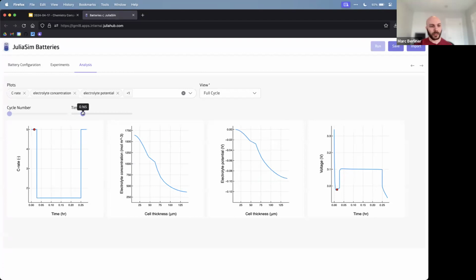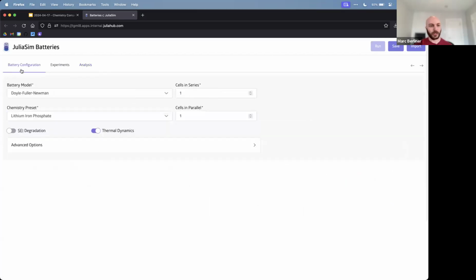We can move this into the 1.5C region, and we see a much less drastic effect. And this is because we don't apply as great of a current density to our system. One interesting thing we can look at is this very flat and characteristic voltage discharge curve that we get from an LFP type cell.